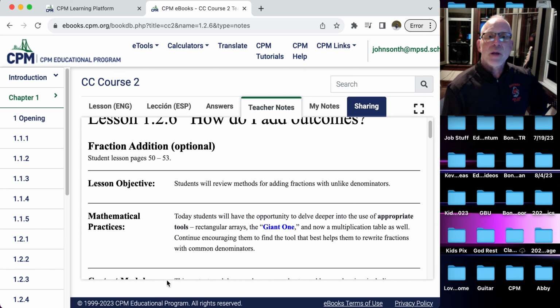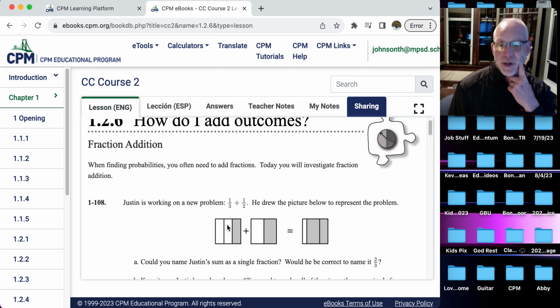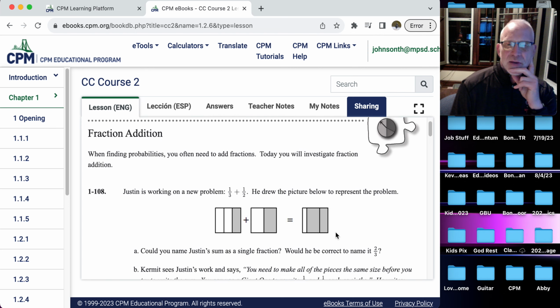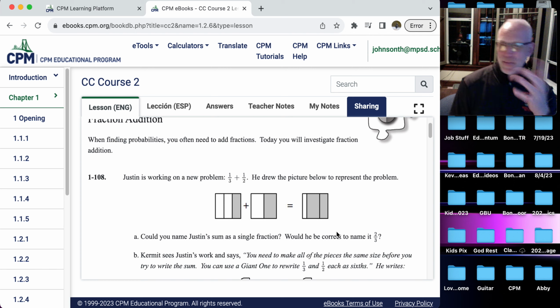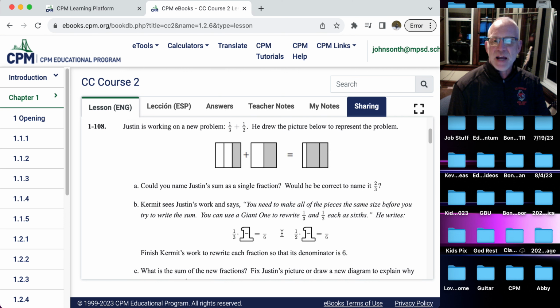Okay, so what are we going to do? The first thing that we talked about in the lesson was this problem. I said Justin is working on a new problem, 1/3, so we colored 1 out of 3, and then we went plus 1/2. And I said 1/3 plus 1/2 must equal 2/3. And then the kids looked at that, and I'm like, does that look right? And the kid said, no, it doesn't look right because they have to be the same size. And then I said, okay, so then how do you make them the same size?